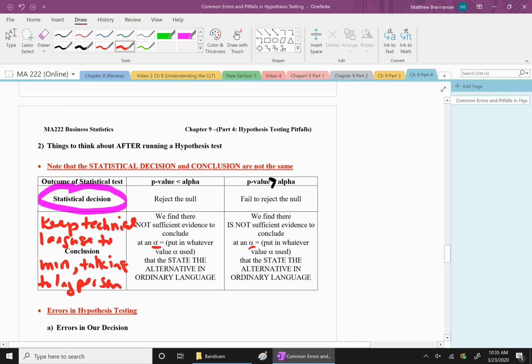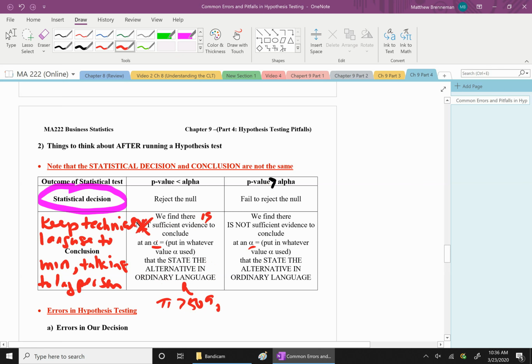So, for example, in the male rat empathy experiment, we would say we find that there is sufficient evidence to conclude at a significance level of 5% that male rats are empathetic. I've taken the alternative, which is pi is greater than 50%, and I've morphed it into ordinary language.